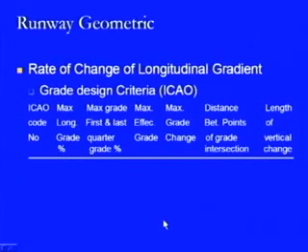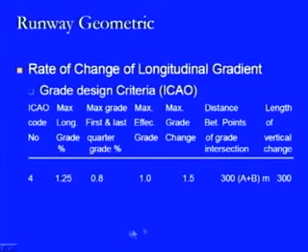As a design criteria for the grades, it says that if the ICAO code number is 4, the maximum longitudinal grade can be 1.25%, the maximum grade in the first and last quarter is 0.8%, the maximum effective grade is 1%, and the maximum grade change is 1.5%. The distance is 300 times A plus B, and the length of the vertical change is 300 meters.